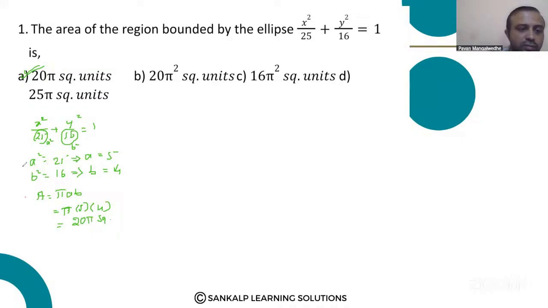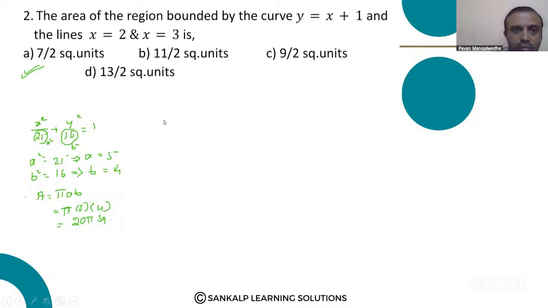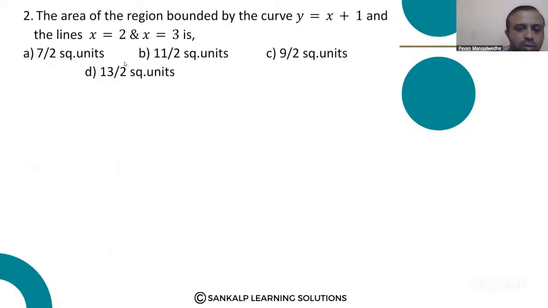Go to the next question. Question number 2. The area of the region bounded by the curve y is equal to x plus 1 and the lines x is equal to 2 and x is equal to 3 is what? I'll give you 10 seconds, just try to solve this.